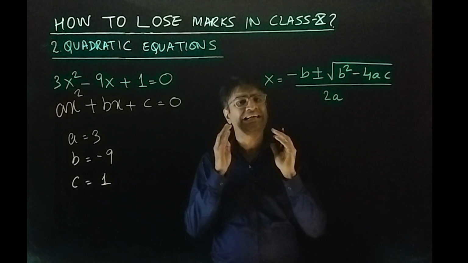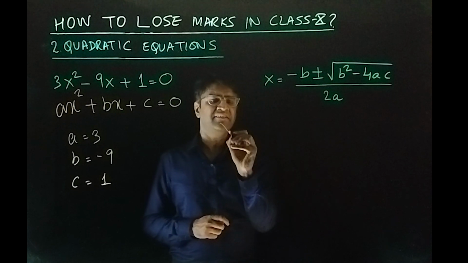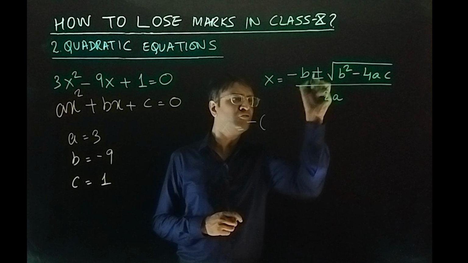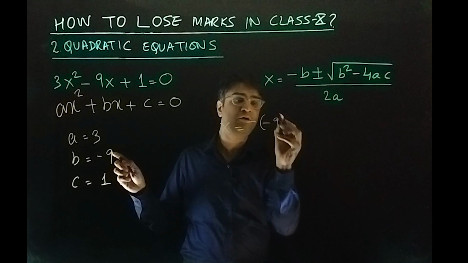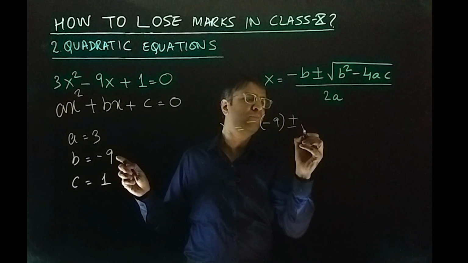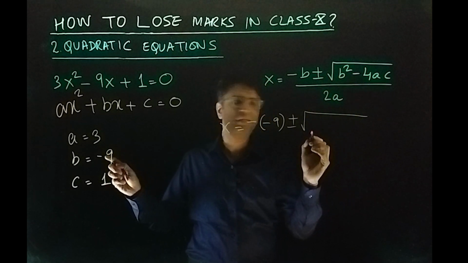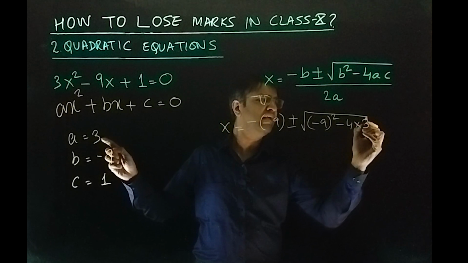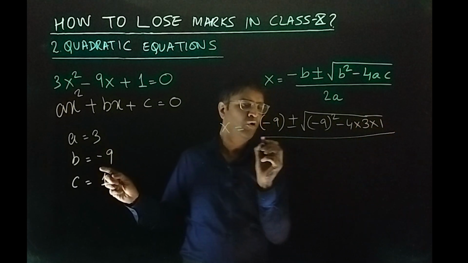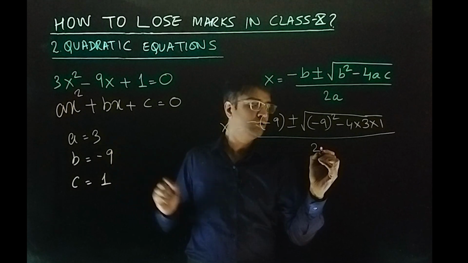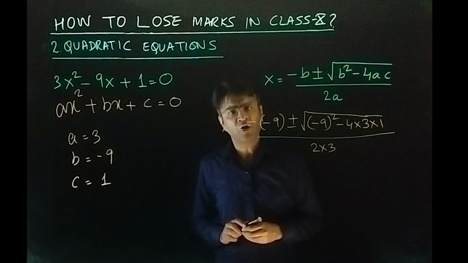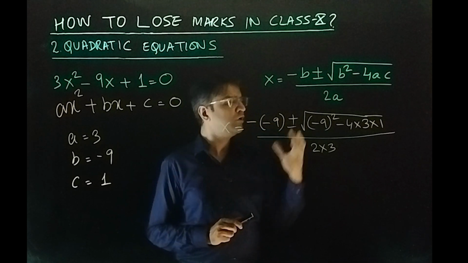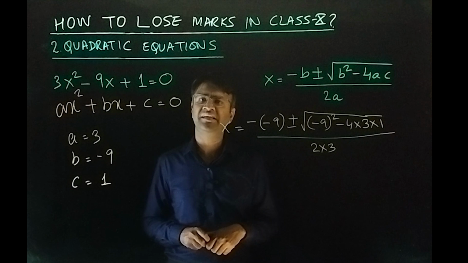So let me show you the correct way to substitute. x equals minus, this is this minus, and in place of b, I will write minus 9 within a bracket, and then plus or minus root over b squared. What is my b? Minus 9 whole squared, minus 4 into a, that is 3, into c, that is 1, the whole divided by 2a, or 2 into 3. Well, we all know that minus of minus is plus, so this will give us a plus 9. We all again know that minus 9 whole squared is 81.